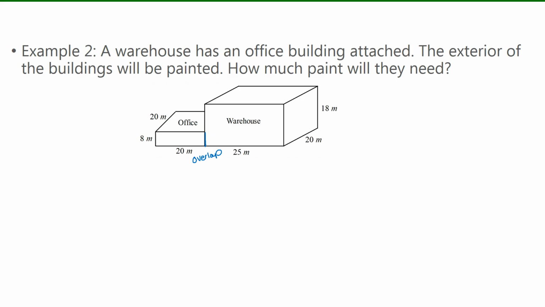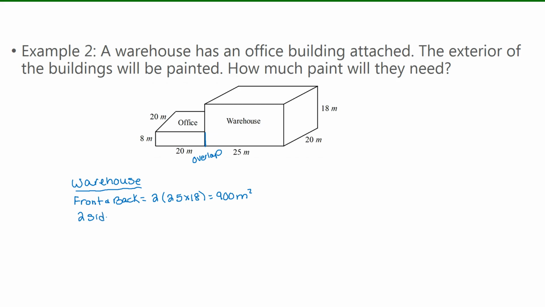Typically, you only paint the walls, so you do not need to include the roof or the floor here. So we need to remember that now when we find the area of the warehouse. We'll only do the front and back and the two sides. Now for the front and back, we get 2 times 25 times 18 for a total of 900 square meters.